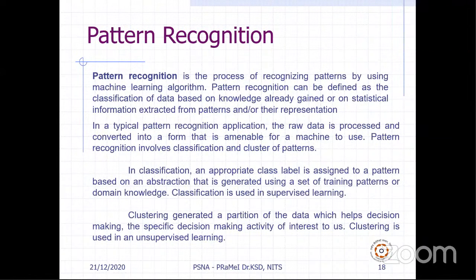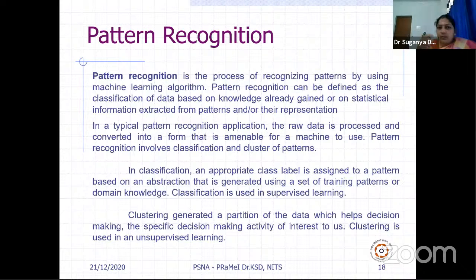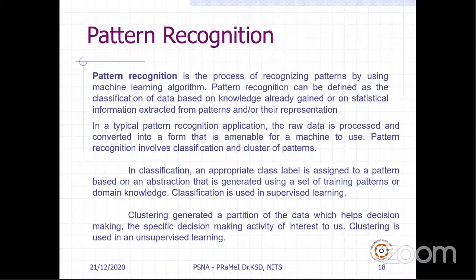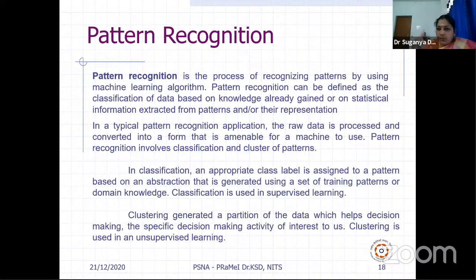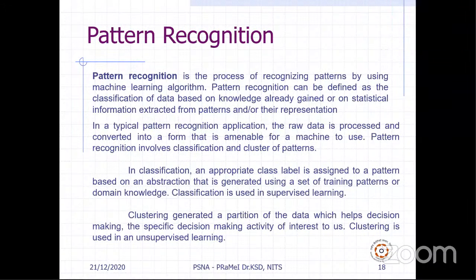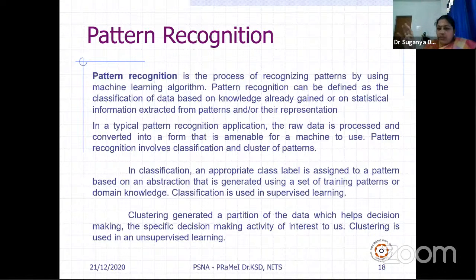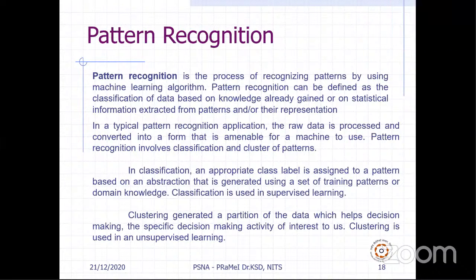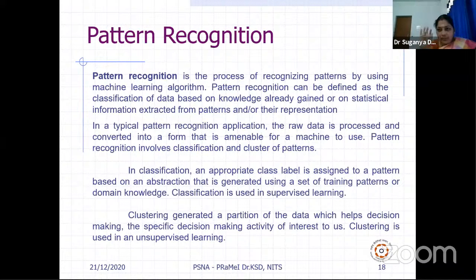Suppose we are learning to drive a cycle, or learning the letters in our childhood, A, B, C, D. How do we learn? We learn with the help of the teacher. He tells us that if it has three lines like this, it is A. This is nothing but the classification algorithms. All the classification algorithms come under supervised learning. One supervisor, or a teacher, will be there to train the machine.